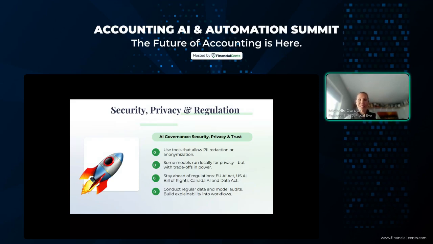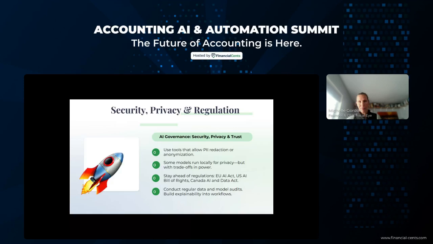And lastly, security and privacy aren't afterthoughts. They're prerequisites. From explainable AI to running models locally, you'll need a governance strategy that aligns with your policies and the evolving legal landscape. Here are a few examples to keep top of mind. Also, I've put some resources in the resource section.